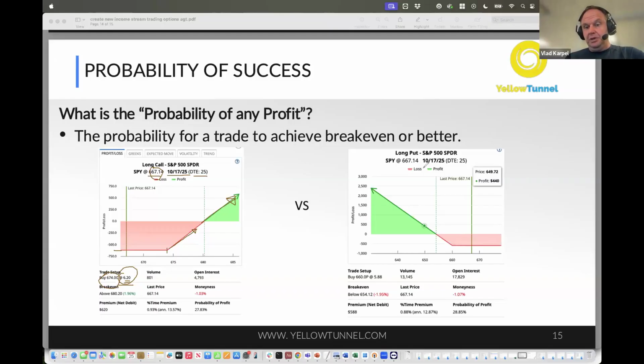So then you want to do the opposite trade, right? In this example, I'm buying a 660 put. This was a few days ago when the stock was at 667, because I want to hedge. Let's say I have 100 shares of Spiders and I want to hedge till October 17 in case the market does pull back. Then I'm buying a 660 put.